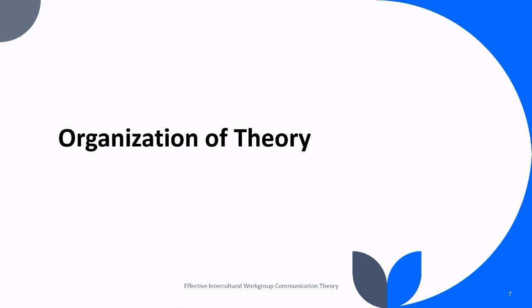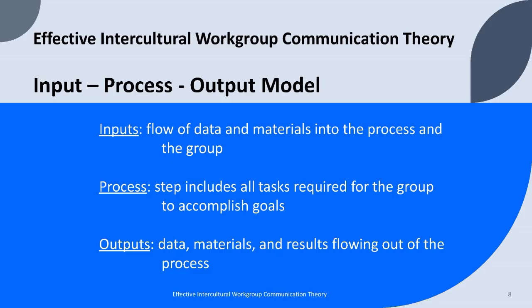All right, let us go ahead and look at the organization of this theory. How is it organized? How does it work? So, effective intercultural workgroup communication theory is based on this input process output model. And we're going to look at an example in just a moment. There is also an example in the textbook.